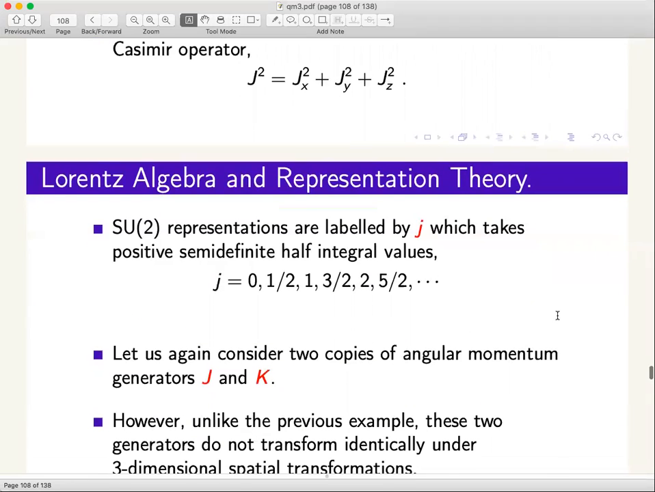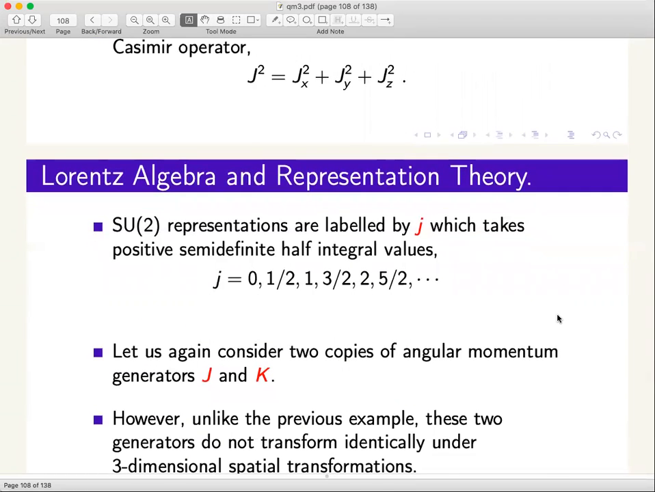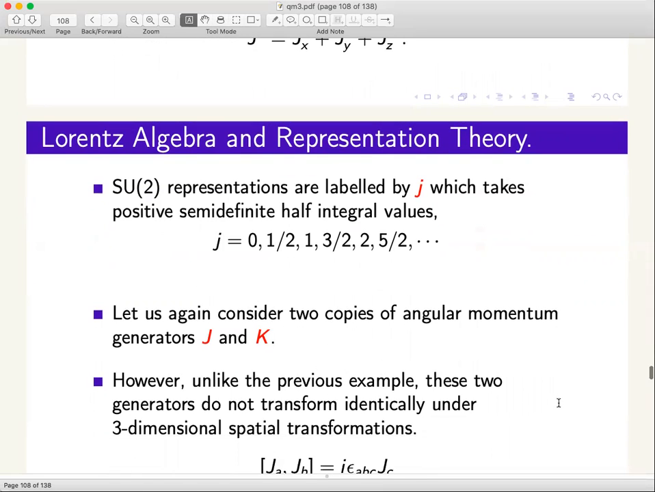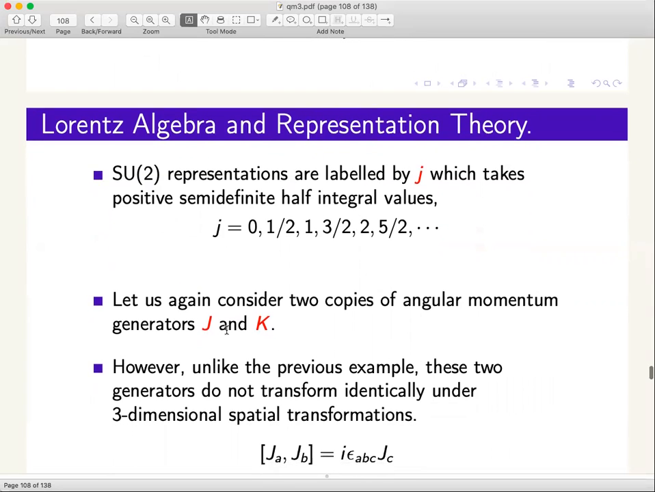So let's now try to do the following thing. Instead of doing whatever we did just now, we consider again two copies of angular momenta, and I want to call them J and K now. And unlike the previous case where both the generators transformed in the same fashion under all spatial transformations, in this case we want these generators to transform differently under all spatial transformations.